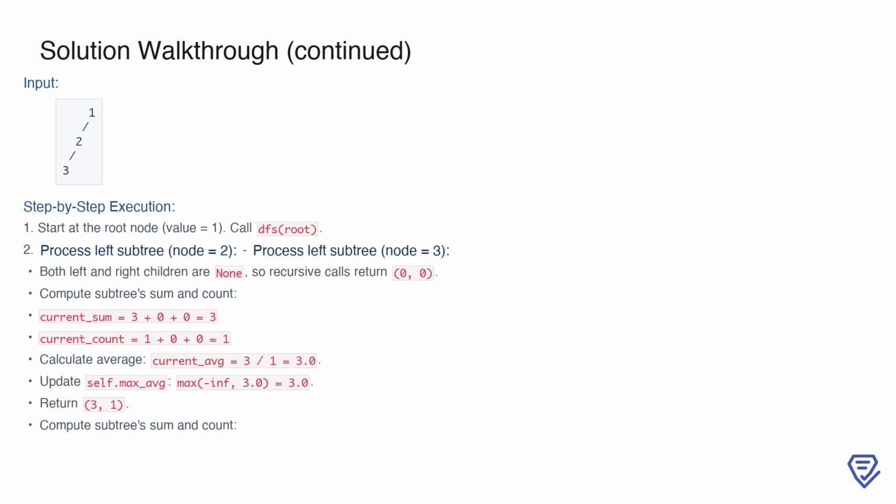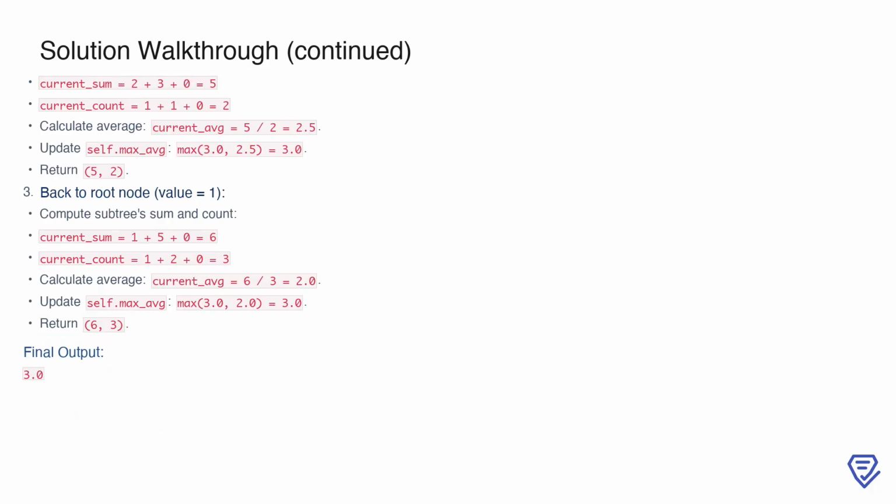Within this subtree, we process the left child, node 3. Since node 3 has no children, the left and right subtree contributions are 0. The sum for this subtree is simply the value of node 3, which is 3, and the count is 1. The average is calculated as 3 divided by 1, resulting in 3.0. This becomes the new maximum average, replacing the initial value of negative infinity. The function returns 3, 1 for this subtree.